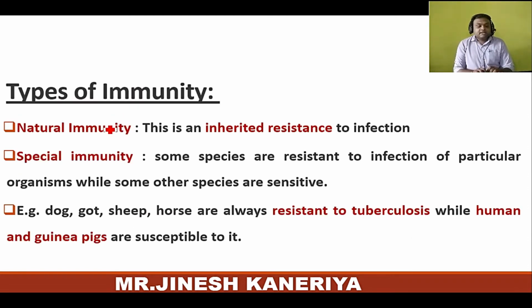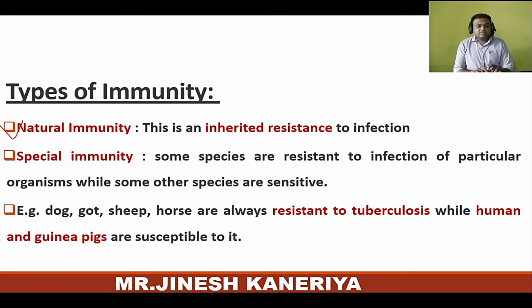Next, types of immunity. First, natural immunity. So what is the meaning of natural immunity? The immunity is developed, or it is inherited resistance to infection. It is inherited from mother or father, an inherited resistance provided against infectious conditions.